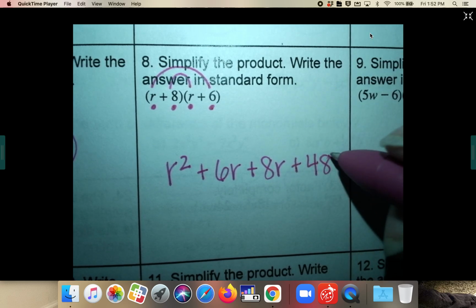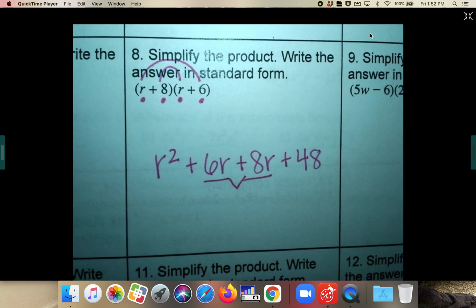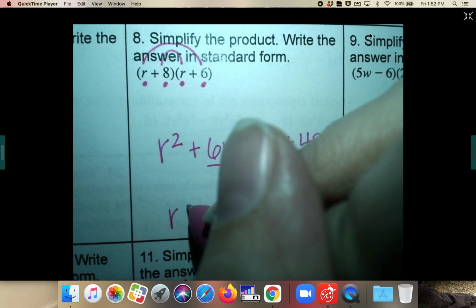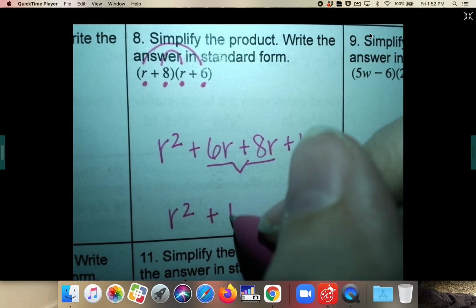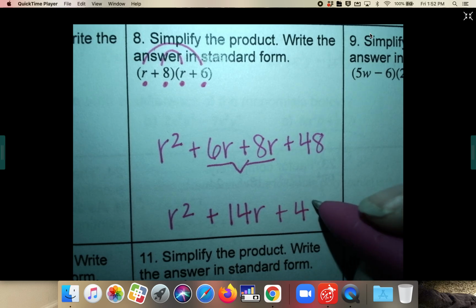And remember that your middle two like terms, your outsides, insides of FOIL, are going to be like terms. So the final answer would be r squared plus 14r plus 48.